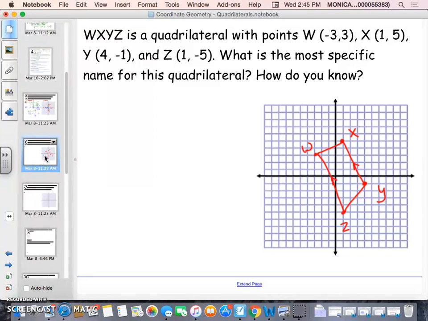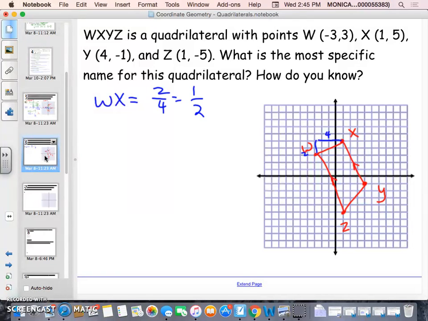And the first thing I'm going to do is look at the slope. So I'm going to look at the slope of all four sides to make sure that I've got two slopes that are in common. So first I'll look at wx, and here I'm going to rise 2 and run 4. So my slope is 2 over 4, which is equal to 1/2.